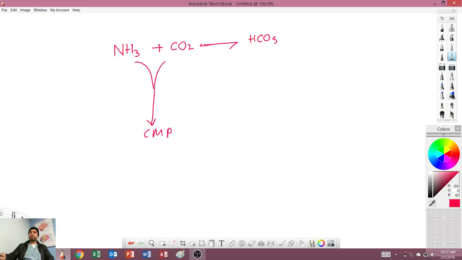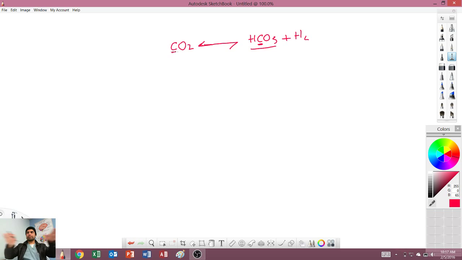Bicarbonate is a huge buffer. But carbon dioxide plus water gives you bicarbonate plus hydrogen. Okay, so I just wanted to do that. Now I can erase this part. Just know that carbon dioxide, you can substitute it by bicarbonate. It's the same thing. So in urea, the carbon could come from the bicarbonate or carbon dioxide, because they go back and forth. Carbon dioxide in blood goes back and forth.